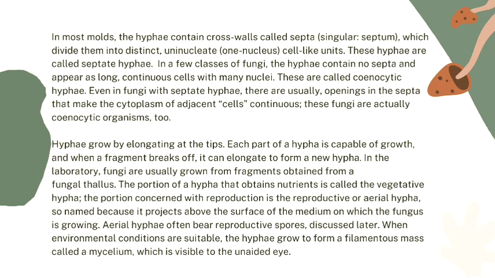Each part of the hypha is capable of growing, and when a fragment breaks off, it can elongate to form a new hypha. In the laboratory, fungi are usually grown from fragments obtained from a fungal thallus. The portion of the hypha that obtains nutrients is called the vegetative hypha. The portion concerned with reproduction is the reproductive or aerial hypha, so named because it projects above the surface of the medium on which the fungus is growing.